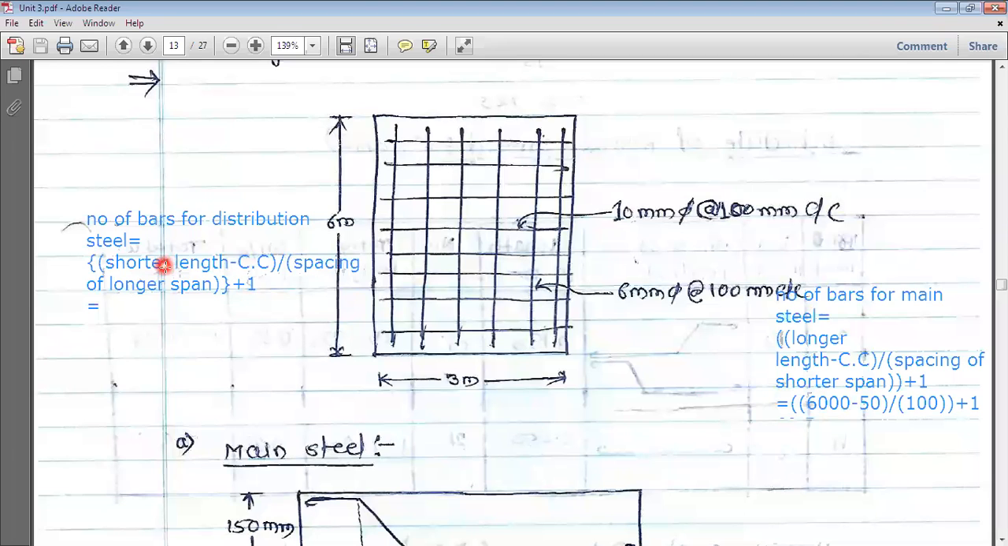Use the correct columns, okay, and then tell me the answer. Number of bars for the distribution steel. Do it. My dear students, do it. Then I will give you the next problem. How many number of bars you require for the shorter span?